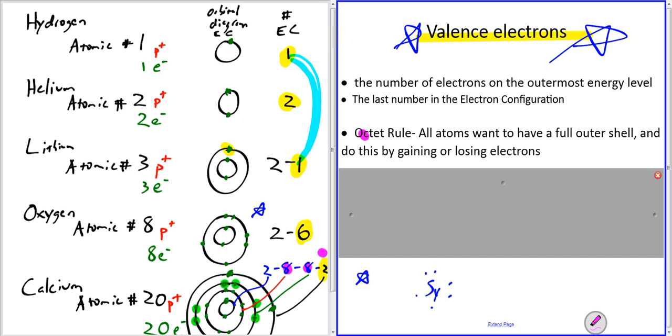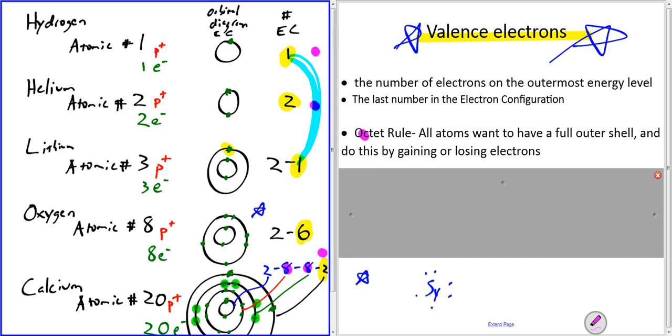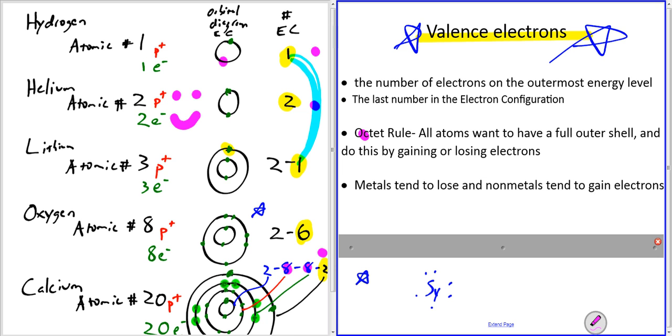Anyway, the oct here means 8, and it's because atoms generally want 8 valence electrons. The main exception is hydrogen and helium. They only want 2 valence electrons. Helium is already there, so it's happy. Hydrogen's not happy because it doesn't have to. It wants one more, or it can get rid of the one it has. Anyway, it turns out that metals tend to lose and non-metals tend to gain electrons.